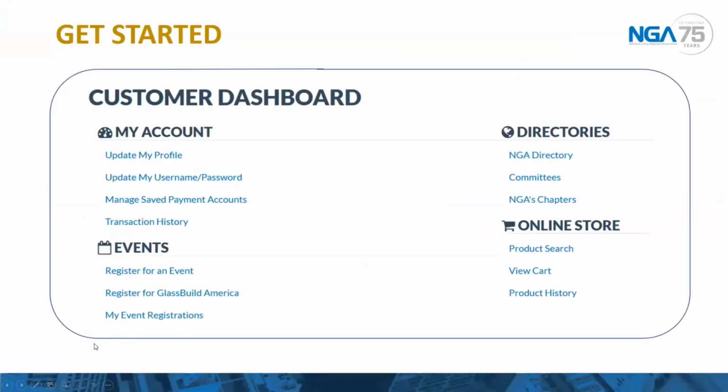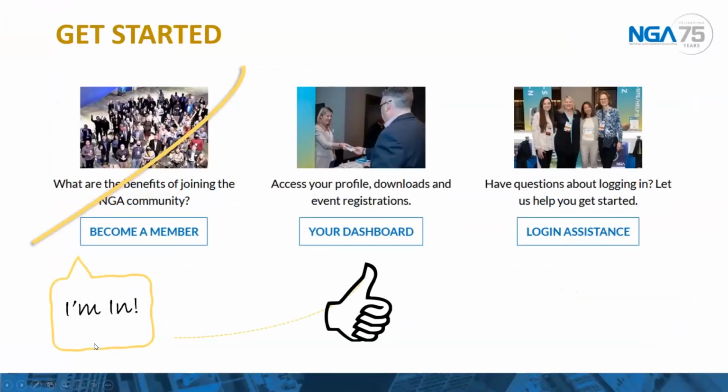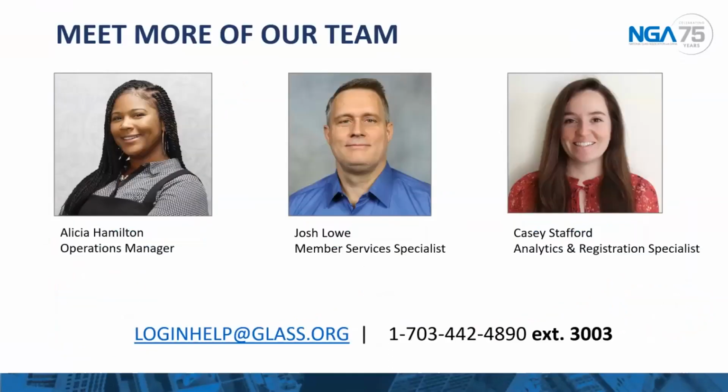So now that we've explored the dashboard, occasionally login snafus do still happen. So while forgot password is always an option, we also have this dream team who can assist you. You may have already interacted with Alicia, Josh, or Casey, but simply drop a message to loginhelp@glass.org or call NGA's phone number at extension 3003 to receive customized assistance from any of them. When we mentioned membership previously, Josh is also your person to assist you during that process as needed.